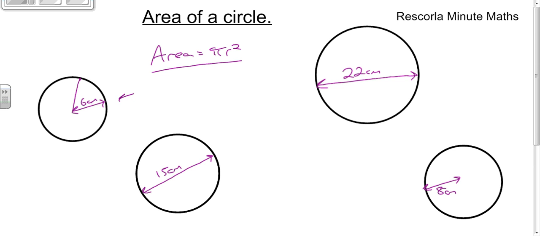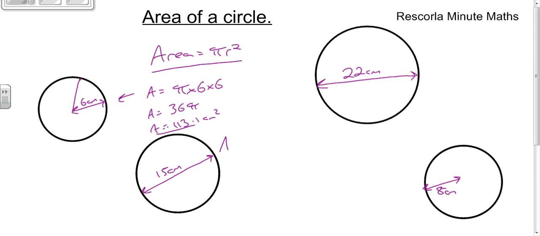So, the area for this one is going to be pi times the radius, which is 6 squared, so 6 times 6. And all you've got to do is put that into your calculator. Now, if you put it into your calculator, it will say 36 pi. However, if you then press the SD button, what you end up getting is 113.1 if you round it properly. That's going to be centimeters squared. It's going to be centimeters squared because it's area.